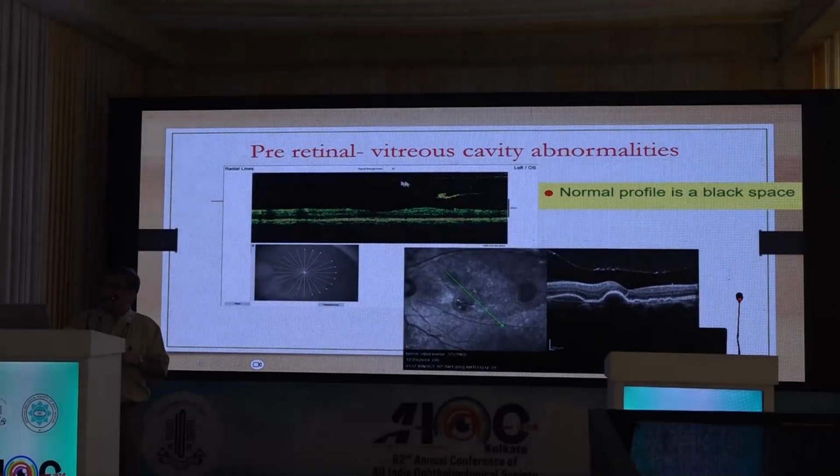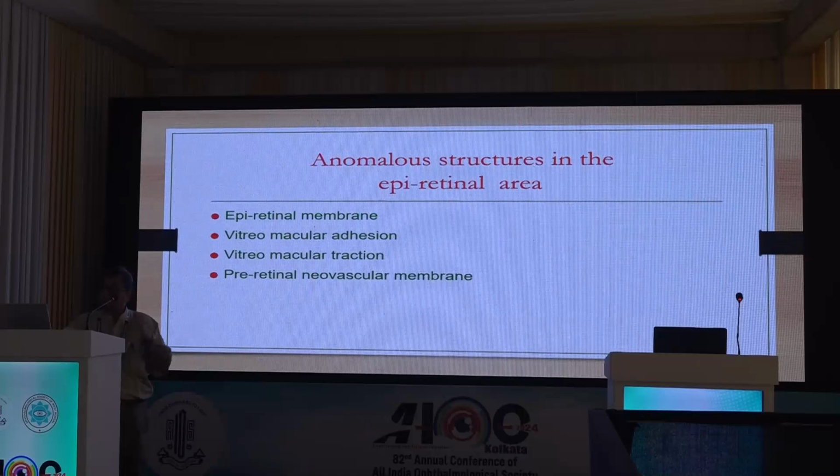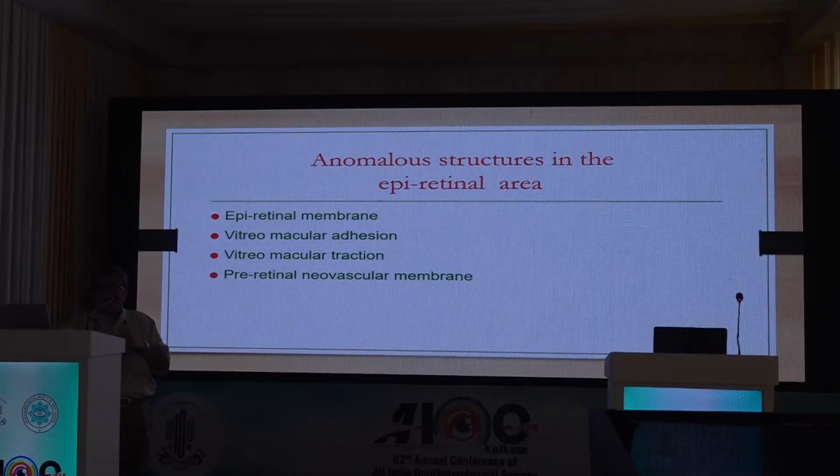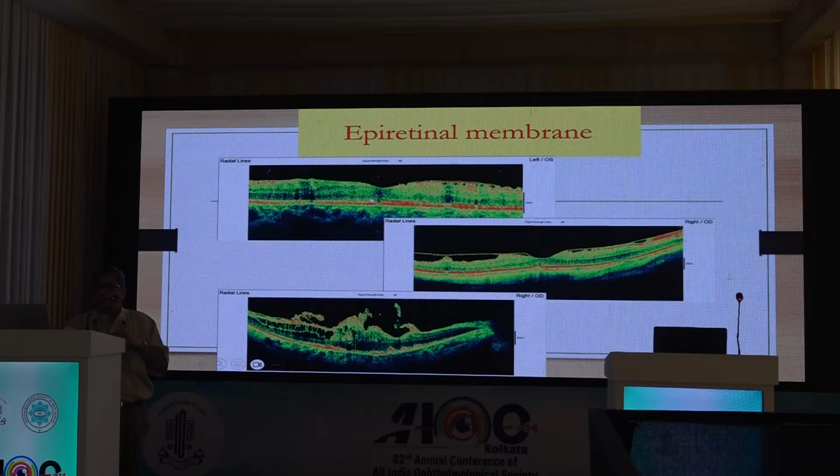So the black space is normal. This is a membrane which shows there's a PVD happening over here. You see it even better over here. You see there's a PVD in this area. So above the fovea, you see the fovea here? Above this, there's a PVD. What about the epiretinal area? You could look for a membrane or an adhesion or traction, like you see over here. See, there's a membrane, but there's no effect on the fovea.